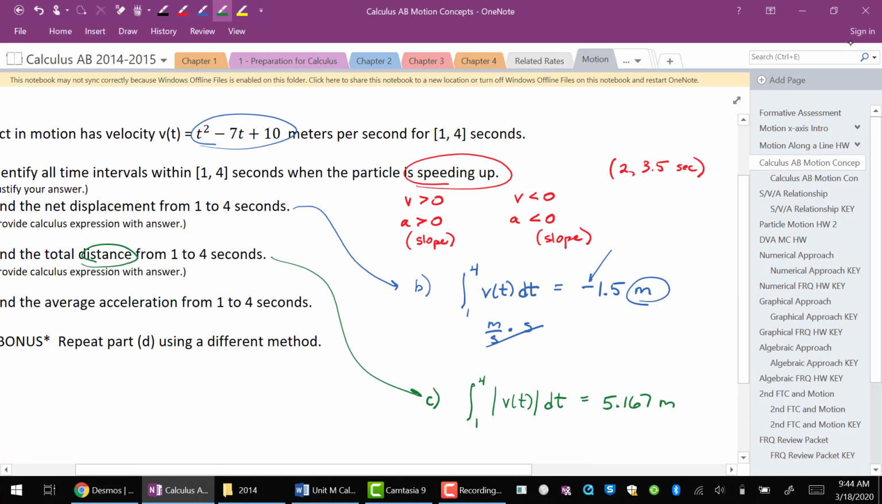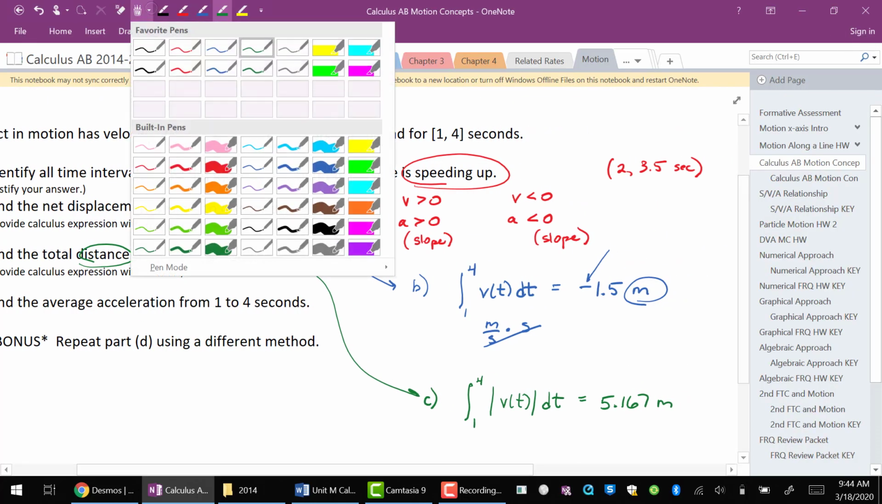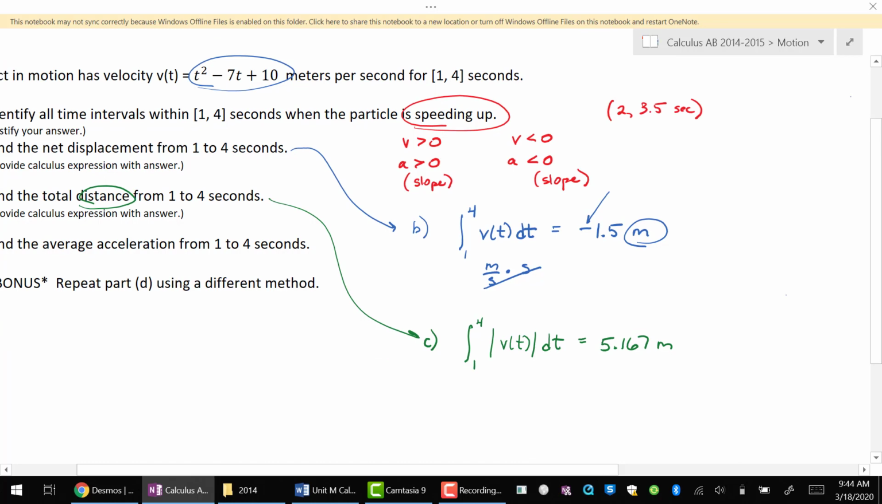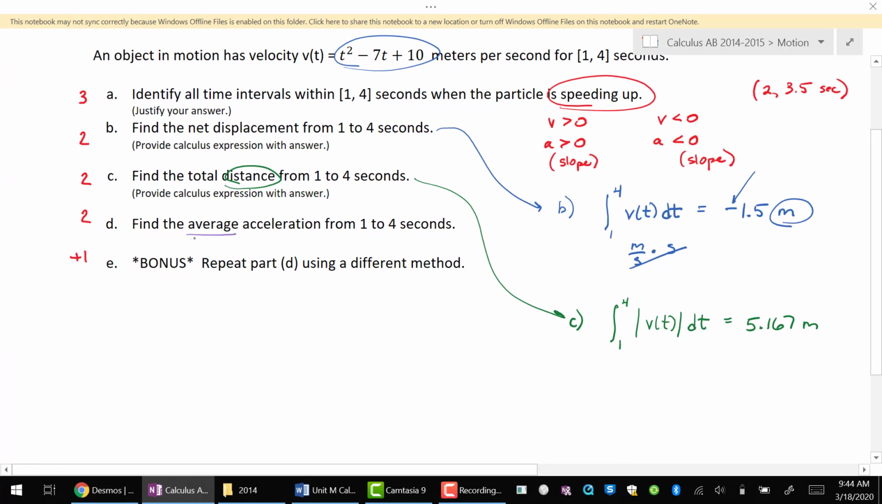And then finally, average acceleration in part D. Now, we've got to be careful with this word average. What that's really alluding to is this idea of average value. Remember that average acceleration, if I use the difference quotient, is really the change in velocity divided by the change in time. So from 1 to 4 seconds, v of 4 minus v of 1, all divided by 4 minus 1.